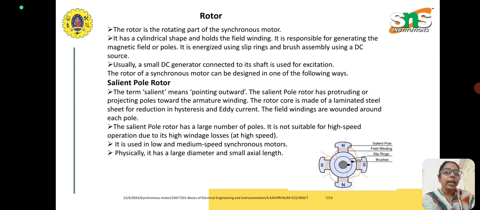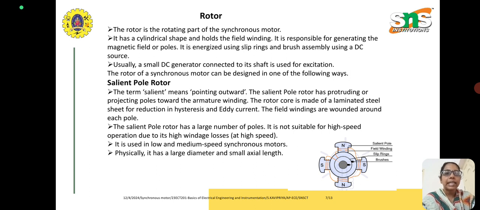Rotor is the rotating part of a synchronous motor. It has a cylindrical shape and it holds a field winding. It is responsible for generating the magnetic field or poles. It is energized using a slip ring and brush assembly using a DC source. Usually a small DC generator connected to its shaft is used for exciting the rotor.